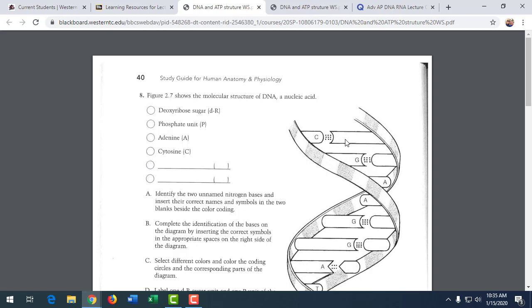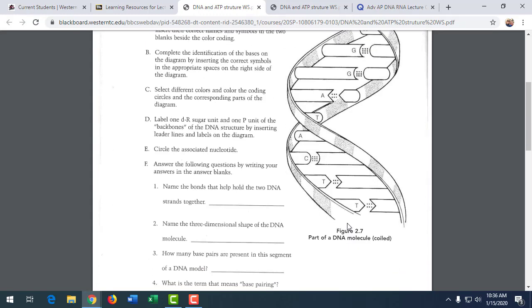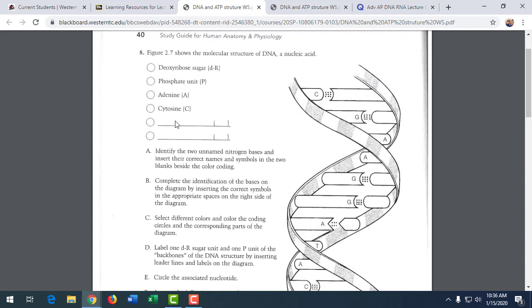What letter should we put here? G, because C goes with G and A goes with T when we're looking at DNA, right? So make sure you fill in the letters down this whole strand. So this would be G, this would be C. Can't see the other side of these. We'll go here. What should this one be? C, C, T, G, A, A. Okay.